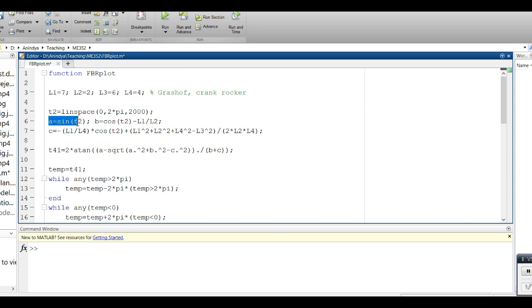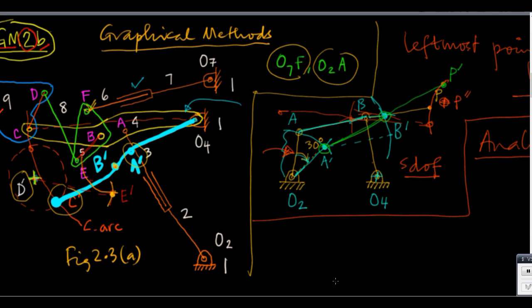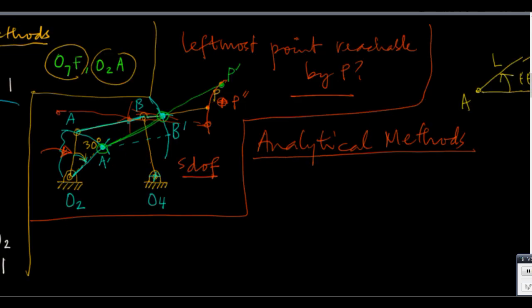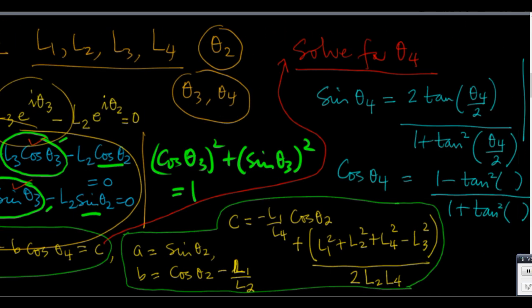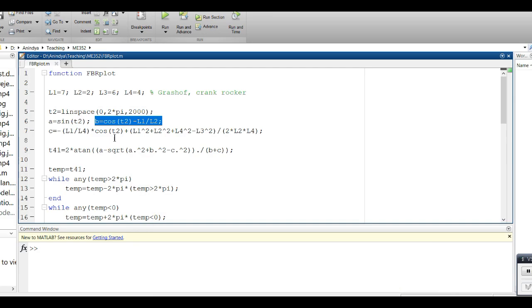A is sine theta 2, B is cos theta 2 minus L1 over L2. We can check our formulas, they are here somewhere. C is minus L1 by L4 cos theta 2 and something over here. Look, that's what we have here. C is minus L1 by L4 cos theta 2 and so on. So this is matching.